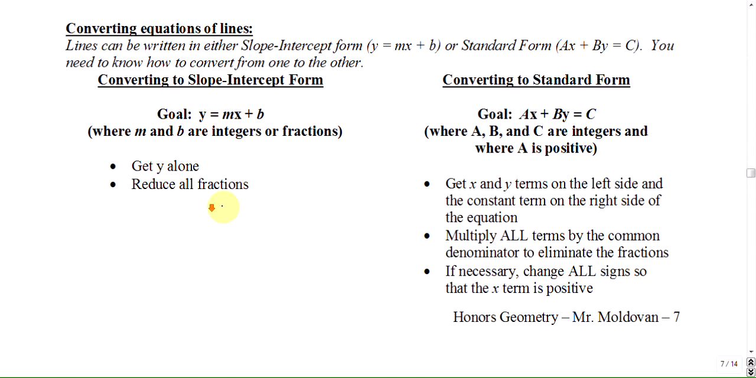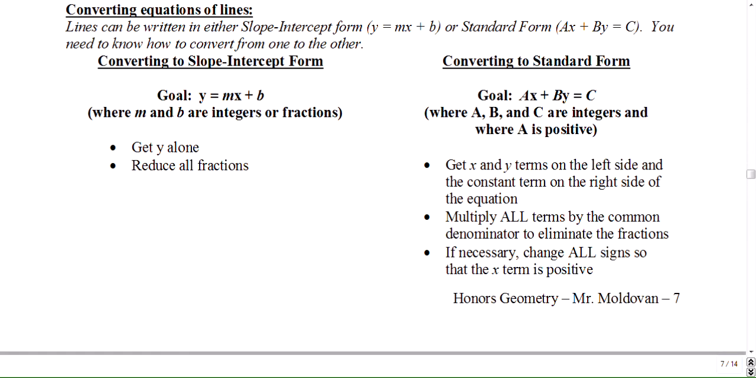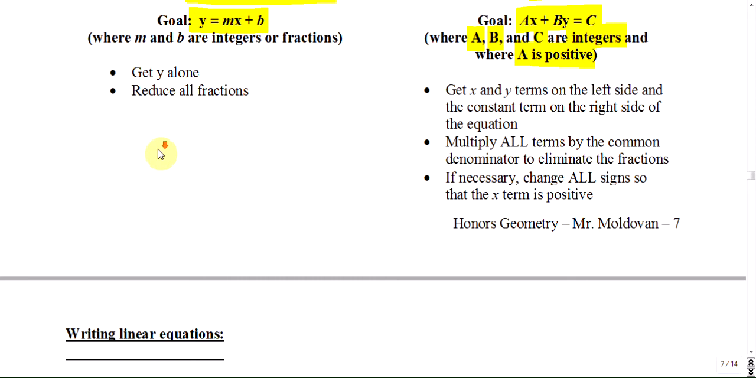Down here is a quick refresher of slope-intercept form, which looks like this, and standard form, which looks like this, keeping in mind a couple of things, which is that a, b, and c are integers, meaning that you can have no fractions or decimals, and a must be positive. b and c can be negative, but a cannot be negative.